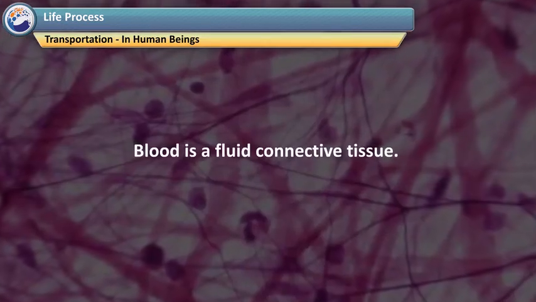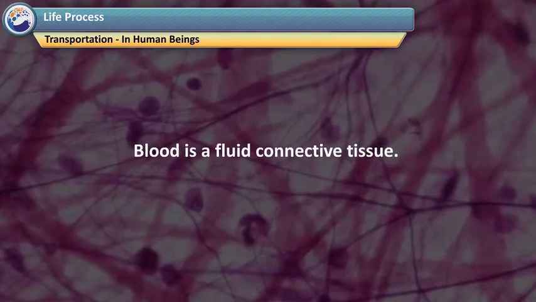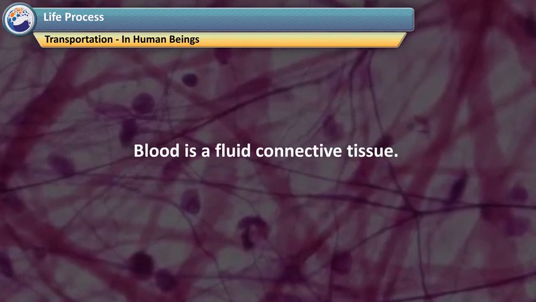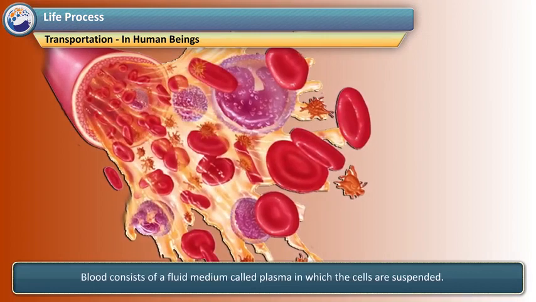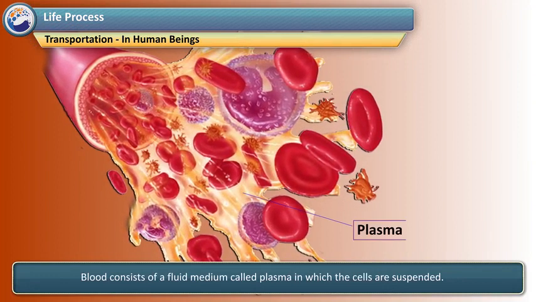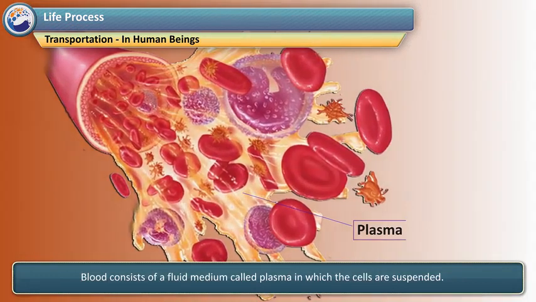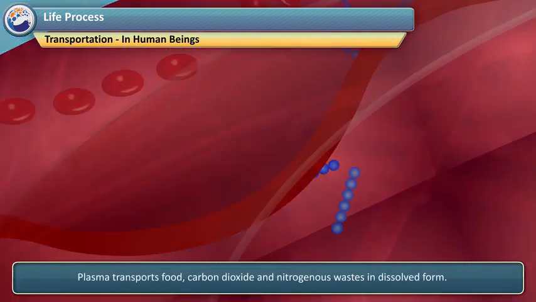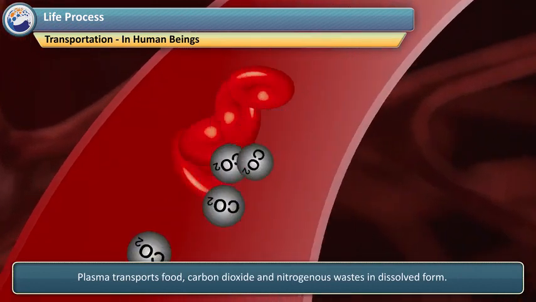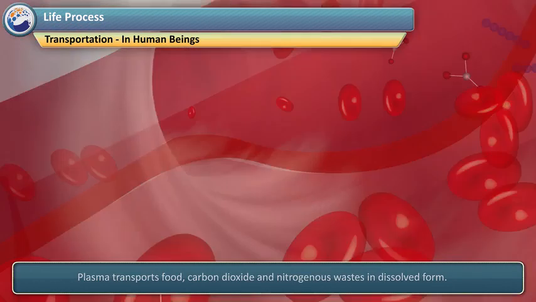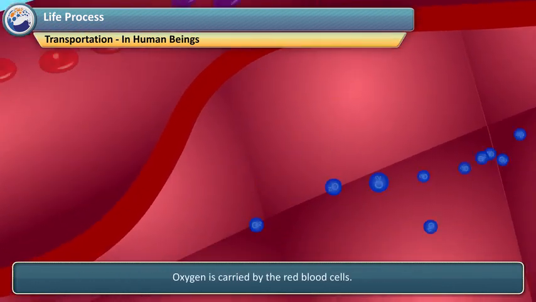Transportation. Transportation in human beings. Blood is a fluid connective tissue. Blood consists of fluid medium called plasma, in which the cells are suspended. Plasma transports food, carbon dioxide and nitrogenous waste in dissolved form. Oxygen is carried by the red blood cells.